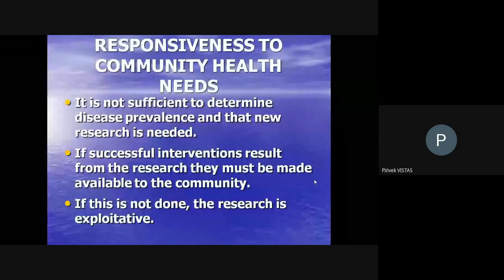So, responsiveness to community health needs. It is not sufficient to determine disease prevalence and that new research is needed. If successful interventions result from the research, they must be made available to the community. If this is not done, the research is exploitative. When we develop a product, the vaccine or any other drug or dosage form, it should be available to the community.